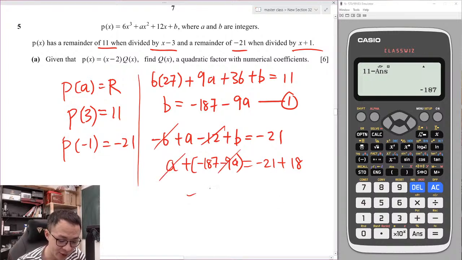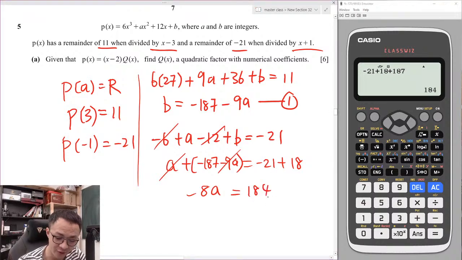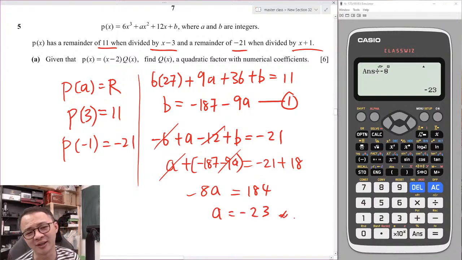Alright, solve this one to get my a here. This one gives negative 8a. Here is negative 21 plus 18 and then plus 187. So it will be 184, divided by negative 8. a equals negative 23. Okay, basically just simultaneous.